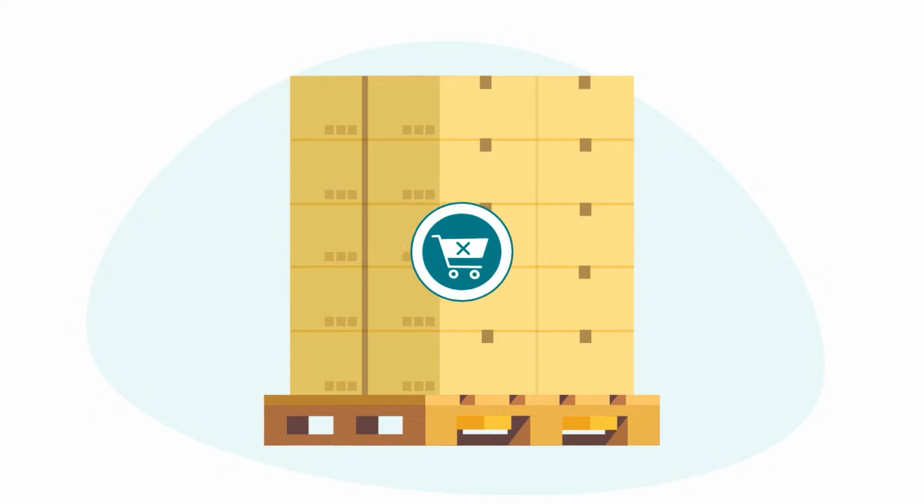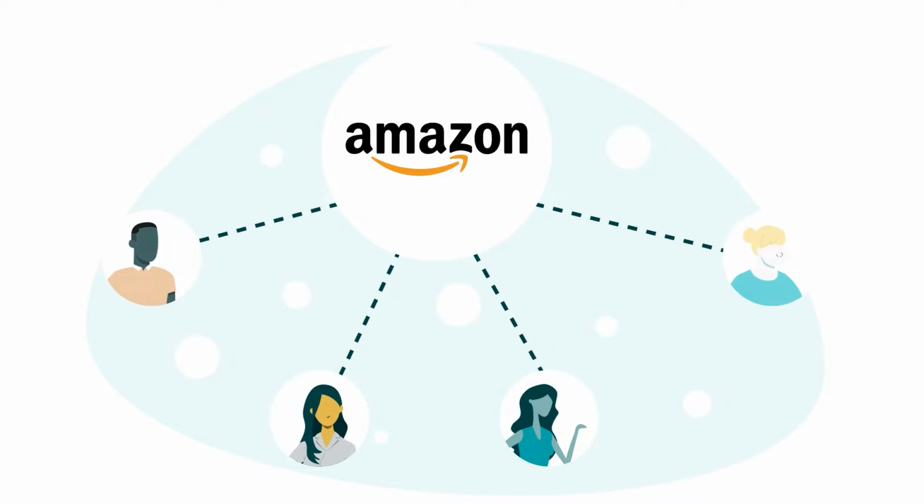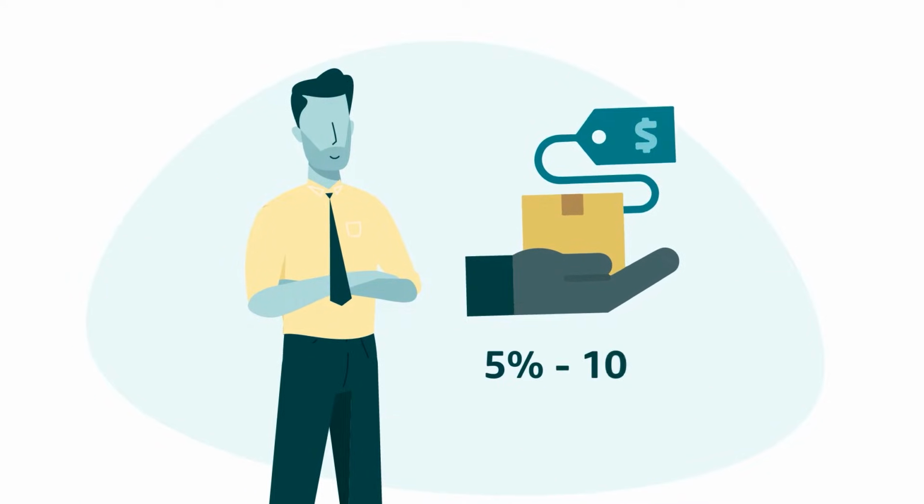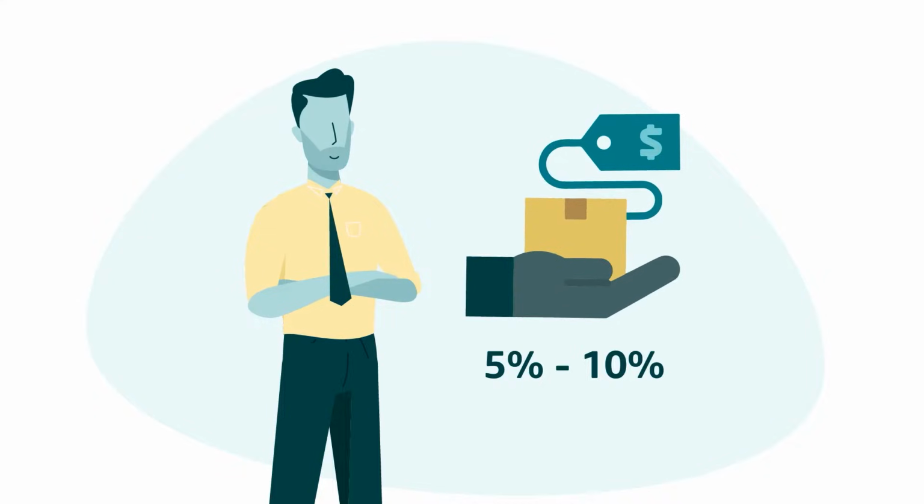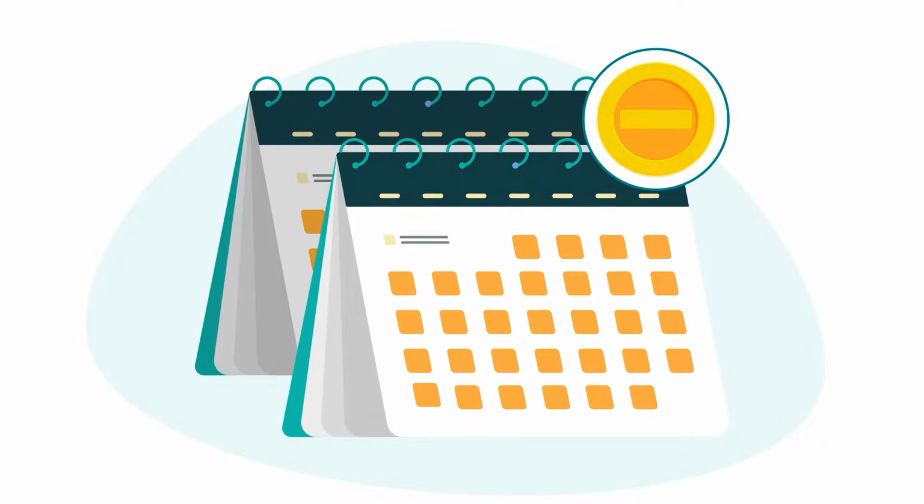After you submit a removal order, Amazon will coordinate with liquidators to sell your product. On average, you can expect to recover approximately 5 to 10% of the ASP value minus the fees in your account within 60 days from submitting the removal order.